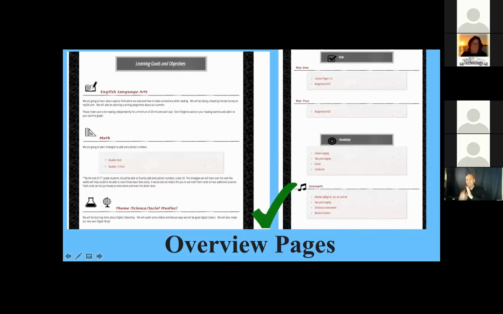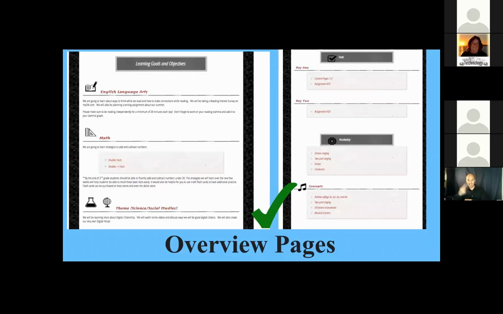Now, if you see on the right-hand side, this is another overview page, and this teacher decided to do it by days. So she's telling them on day one what the expectation is, that they're going to be seeing these content pages, and here is the assignment to complete on day one. On day two, she added the assignment, and you see some key vocabulary and concepts that they're going to be learning in day two.